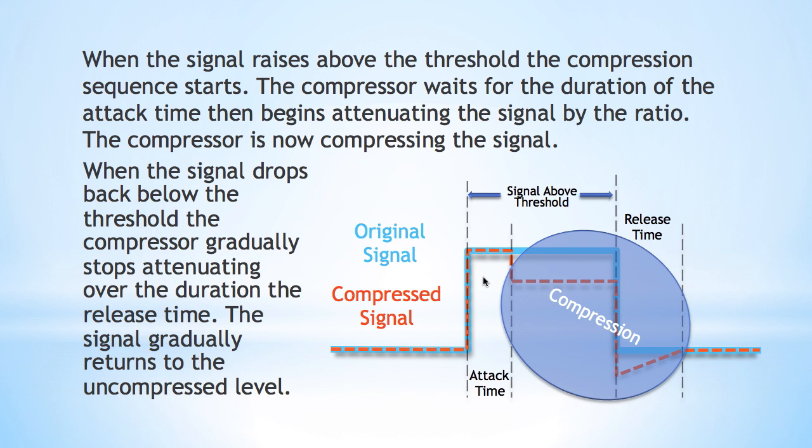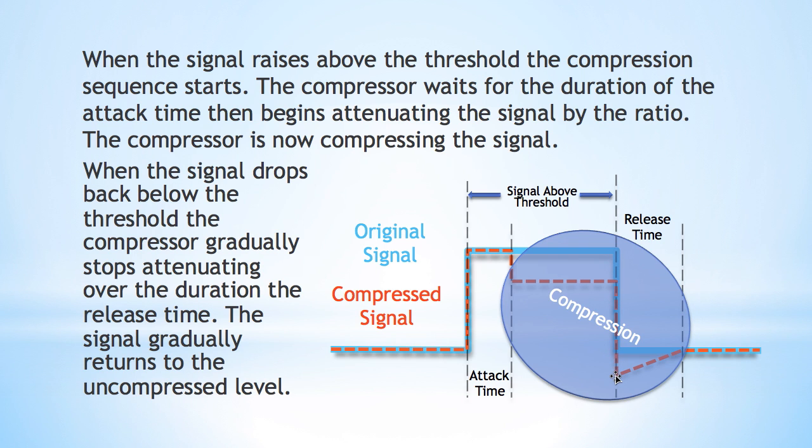So the light blue is your signal. The signal comes into the compressor, crosses the threshold, and then it drops down below the threshold, and then it just stays at whatever signal it's going to be. Now, the red dashed line is a compressed signal. So the signal comes in, crosses the threshold, right? The compressor waits the amount of the attack time, from here to here, and then starts compressing. Then your signal stays compressed until that signal drops back below the threshold.